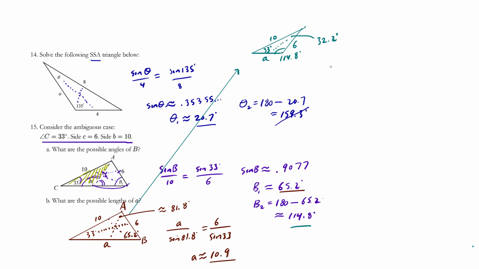Alright, so now we should be able to figure out the shorter version of A here by playing catch. So A over sine 32.2 degrees is equal to 6 over sine 33. Going this way here. Multiply both sides by sine 32.2. We get A is approximately 5.87.